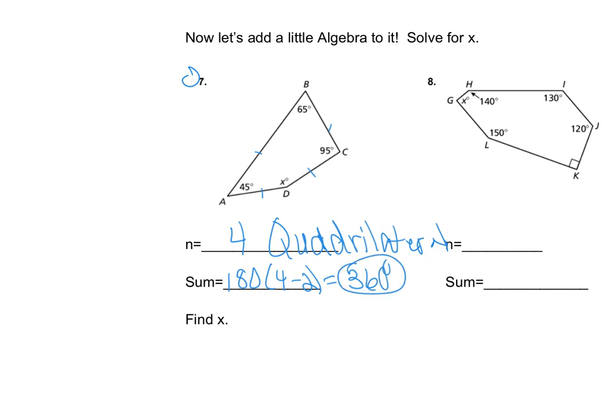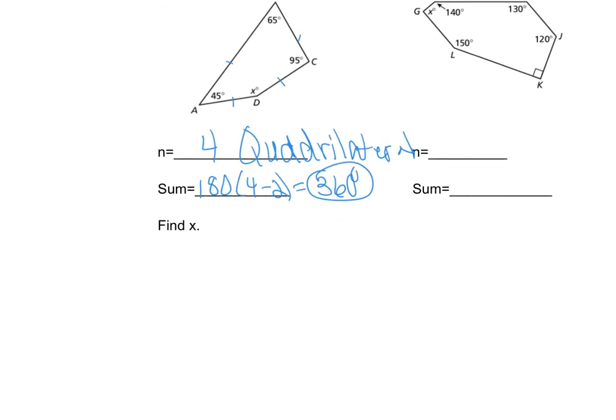Now this 360 is key because when we add all of our angles up, that's what it's going to add to be. So we're going to have x plus all of our angles, 45 plus 65 plus 95, and it is going to equal 360. This number here is going to be different based on how many sides it has. It's not like last semester where I'd be like, oh, it's a triangle, 180. Now we're going to have some quadrilaterals and pentagons and hexagons. So we're going to have to remember it's not always the same number on the right side of the equation.